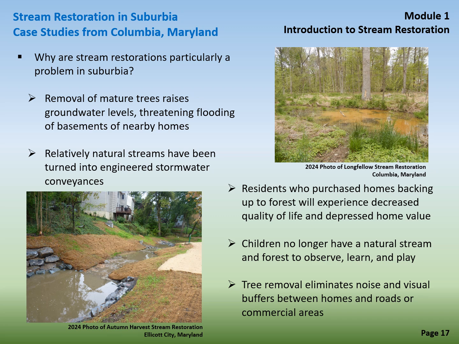Why is the issue of these projects in suburbia particularly an issue? Well, first of all, these projects are done in urban areas and they're done in agricultural areas, but in suburban areas, there's houses right next door. In urban areas, these streams have been engineered into storm sewers, and they aren't even on the surface anymore. And in agricultural areas, there aren't buildings right up against the streams. But in suburbia, there are. And so when you remove these mature trees, you raise the groundwater levels. Now you're threatening flooding of the basements of nearby homes or their backyards.